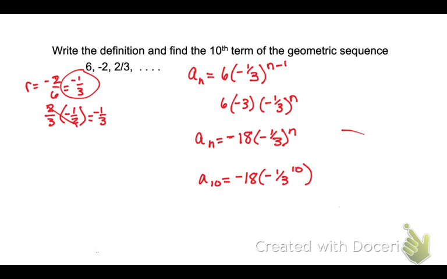Real quick, Miss Meg. How did you get the ratio? I put the second one divided by the first, and then the third divided by the next to check it. So negative 2 over 6 is negative 1/3. I thought it was just regular 1/3. No, well, you have a negative. Oh, yeah. And then 2/3 times negative 1/2 gives me negative 1/3.